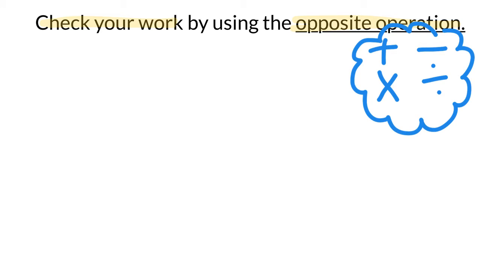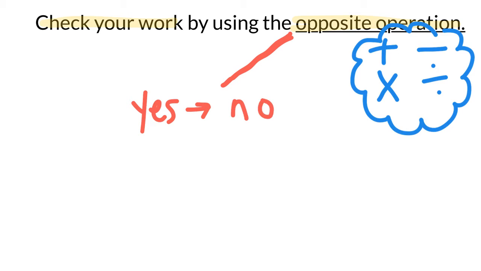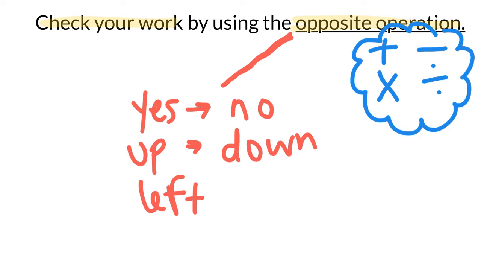And then what about opposite? Well, you know opposite. An opposite is something that means the exact difference of something else. So for example, the opposite of yes is no. The opposite of up is down. And the opposite of left is right. So we're going to learn how to check our work by using the opposite operation.